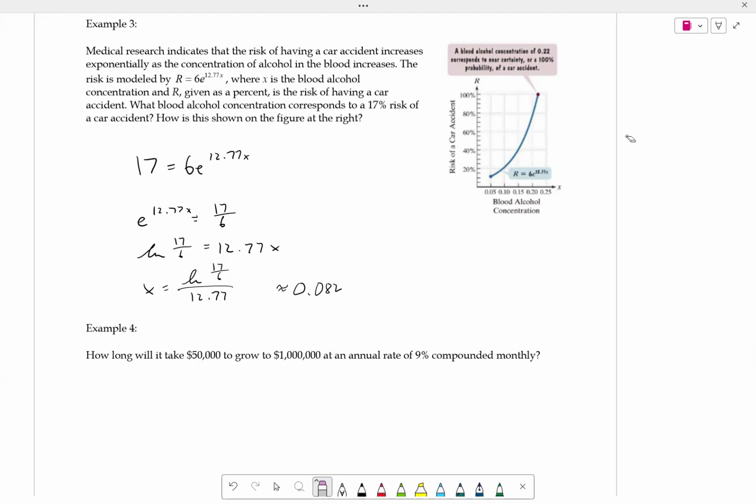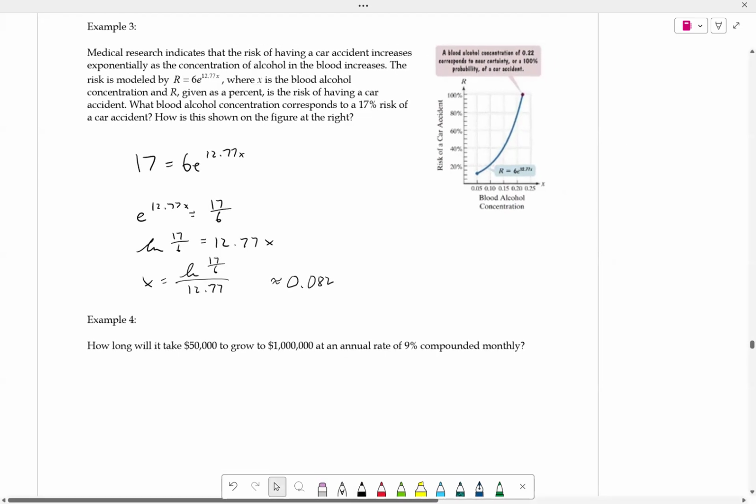Oh, good question. Should the 17 be 0.17? Normally we do that, right? So how are you supposed to know? It says given as a percent. So it's 17%. Otherwise, you're finding out the blood alcohol concentration that corresponds to 0.17% chance of having a car accident.